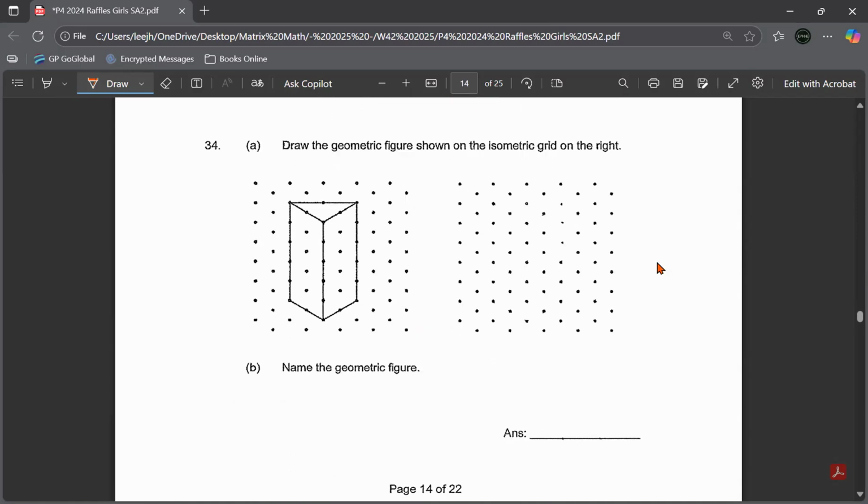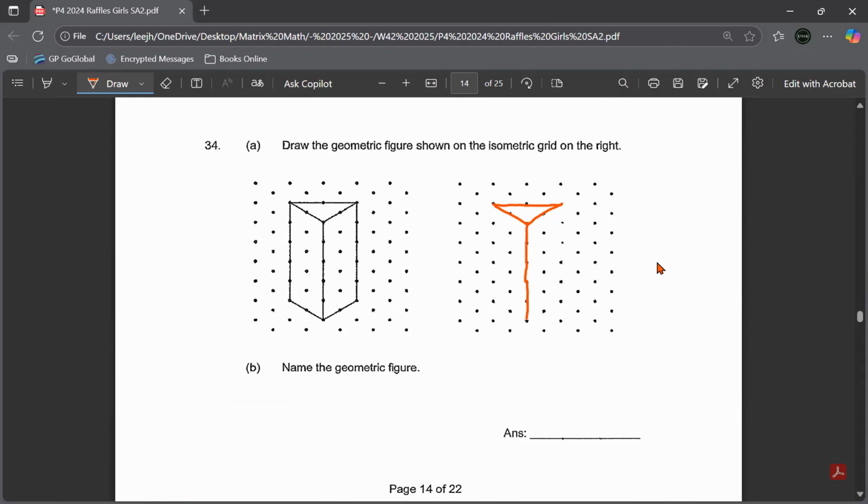Okay, question 34. Draw the geometric figure shown in the isometric grid. So if you look, this is 2. So I'm going to just try to draw as neat as I can. So 2 lines across, 2 gaps. So 1, 2. And then it goes down. Two lines, two gaps diagonally down. Okay, so 1, 2. Then this one also 2, right? Go down. You draw with a ruler, okay? So over here, how many? 1, 2, 3, 4, 5. So 5 gaps down. 1, 2, 3, 4, 5.